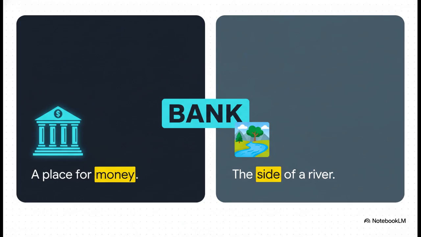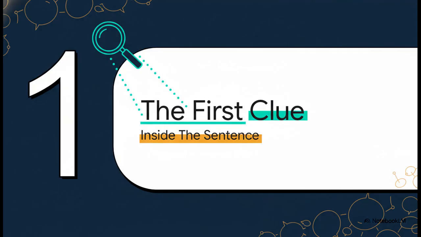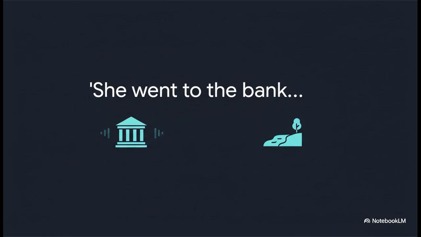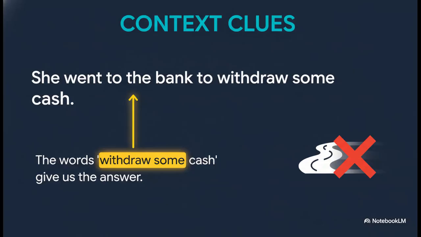Well, the secret isn't actually in the word itself. It's in the clues that surround it. Our first clue is hiding in plain sight. It's right there inside the sentence. This is where the real detective work begins. So imagine you just hear the first part of a sentence, like "she went to the bank." Right now, your brain is kind of juggling both possibilities, right? Money or river. But watch what happens when we just add a few more words. "To withdraw some cash." And boom, just like that, the river meaning is totally gone.